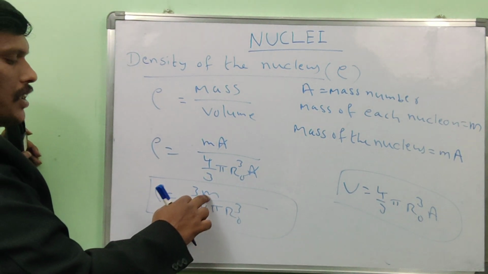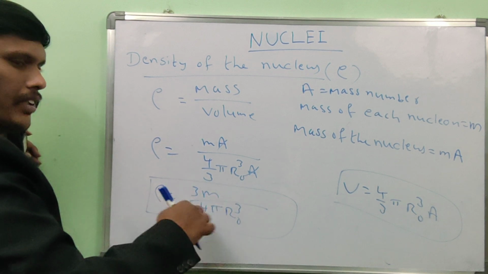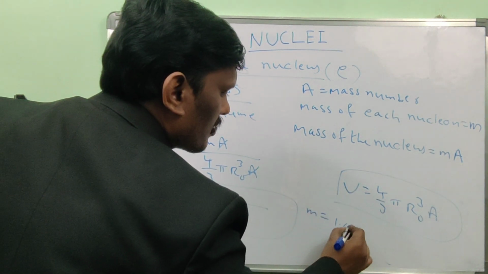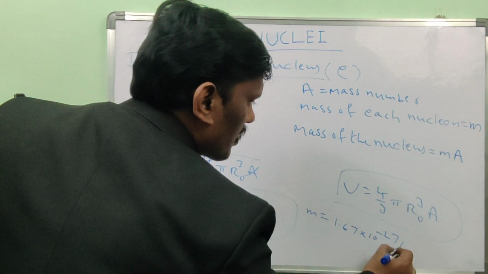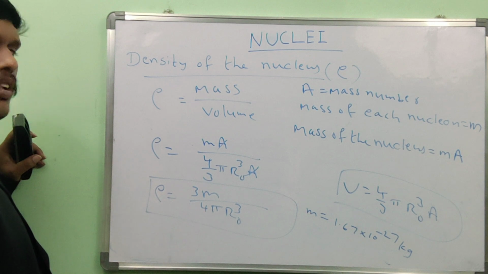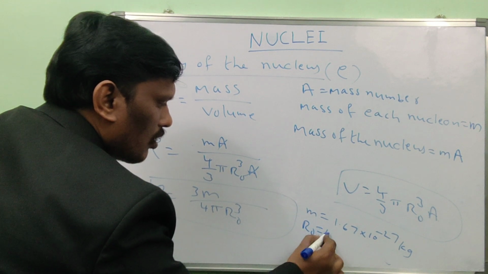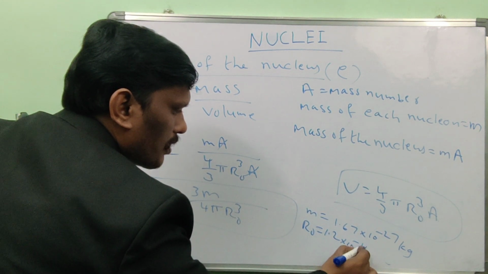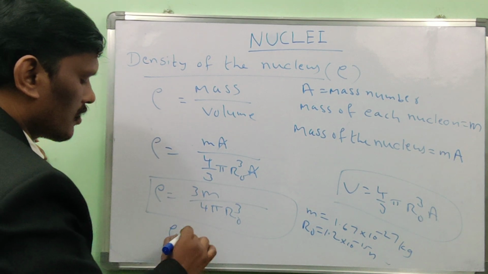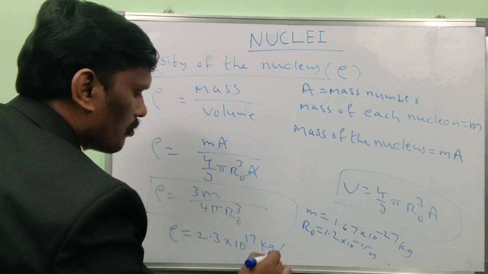Here 3 is constant, the mass of each nucleon is constant, 4 constant, pi constant, R naught constant. So everything is a constant. What is the mass of each nucleon? Nearly 1.67 into 10 to the power of minus 27 kgs. R naught we already know is 1.2 into 10 to the power of minus 15 meters. Substitute all the values, and you get the density nearly 2.3 into 10 to the power of 17 kg per meter cube.